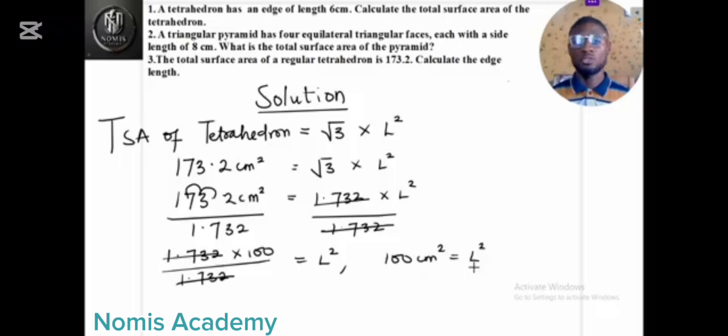And I'm looking for just the edge length, so I will find the square root of both sides so that the square root cancels the square. So I'm left with L equals the square root of 100, which is 10, and the square root of centimeter squared would be centimeter. So the edge length of the regular tetrahedron is 10 centimeter.